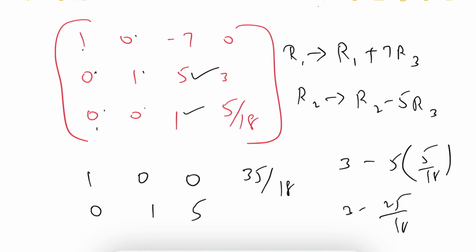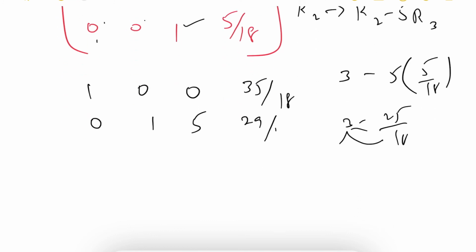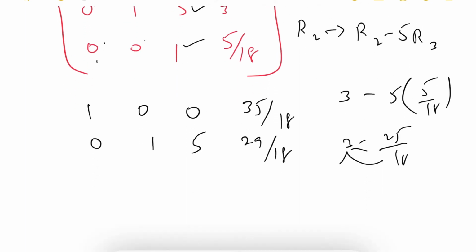So what will be the next then? 18 into 3, 18 3s are 54. 54 minus 25 is nothing but 29 by 18. Then third row as usual. Oh sorry, here it will be 0, right? By mistake I wrote 5 again. It will be 0. Then the last row as it is, 0 0 1 5 by 18.